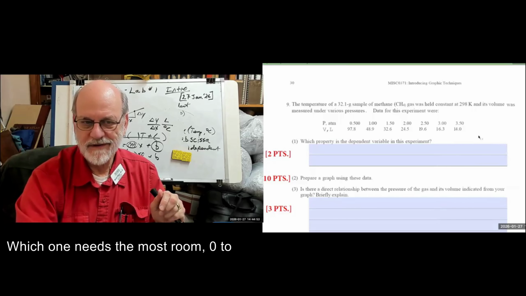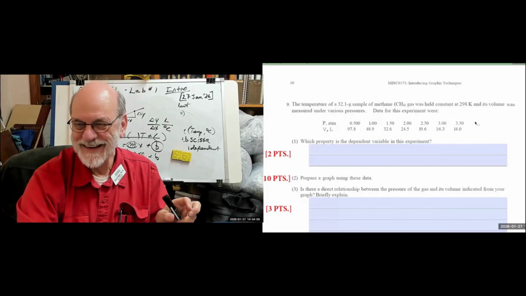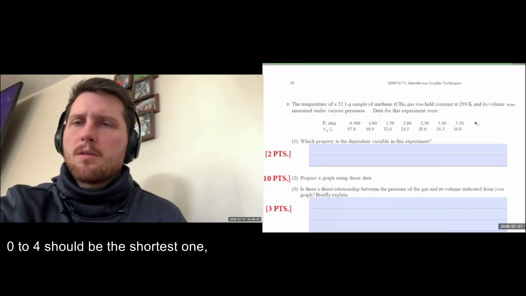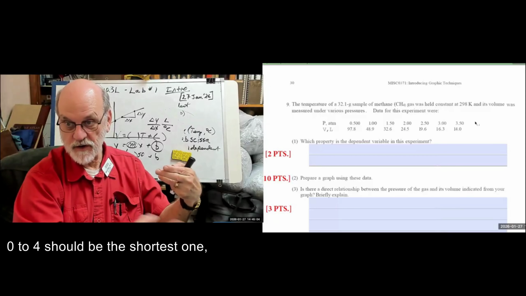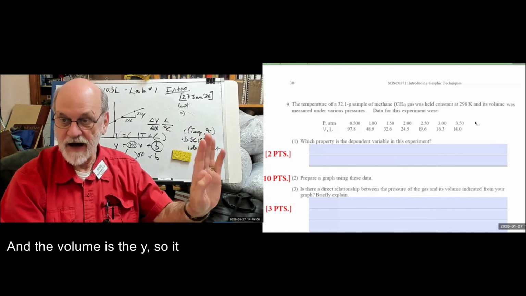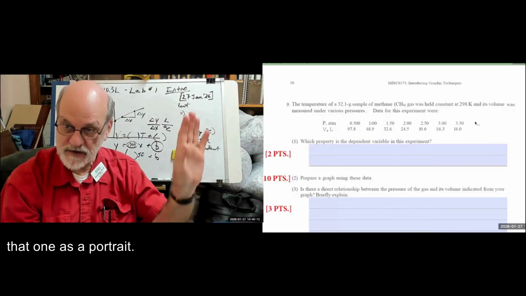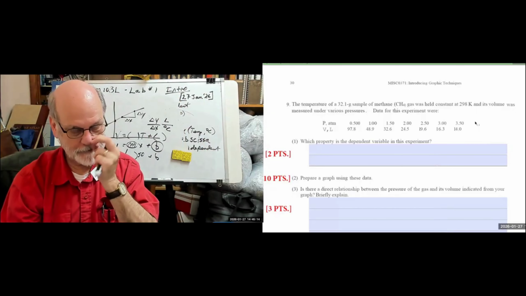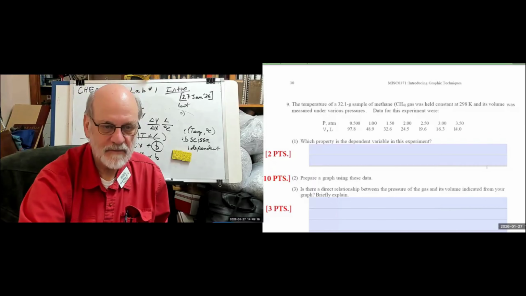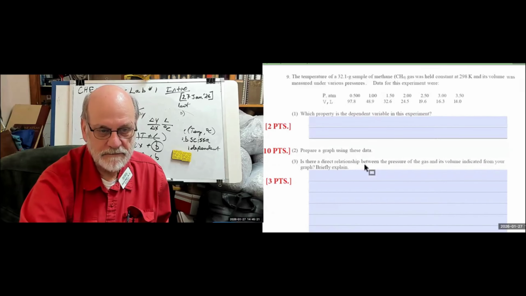Which one needs the most room? 0 to 100 or 0 to 4? 0 to 4 should be the shortest one. So that means it's portrait, right? And the volume is the Y, so it needs the more room. So you would draw that one as a portrait. Okay, and that's what we're doing right here.